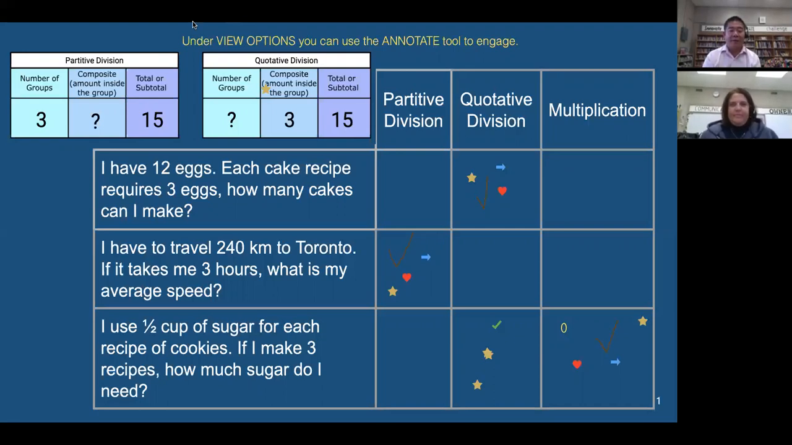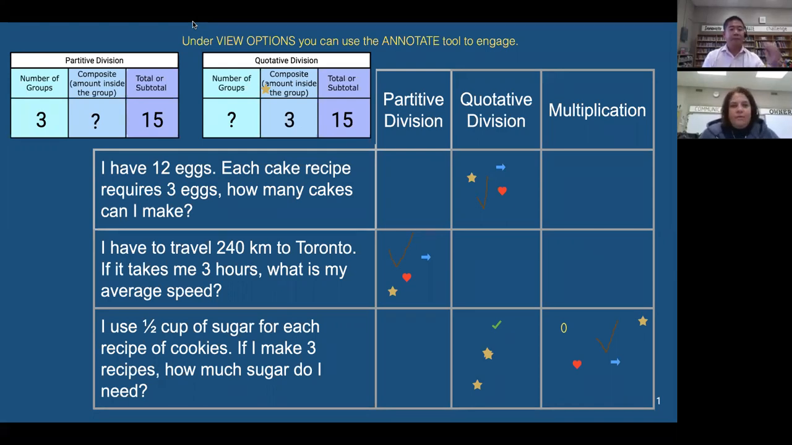It looks like everybody as a group did a really good job of sorting through these. When I'm looking at that first question, I have 12 eggs. Each cake recipe requires 3 eggs. How many cakes can I make? When I'm thinking about quotative, I'm thinking about, am I fair sharing, or am I doling them out like I would deal cards? And in this situation, I'm taking away 3 at a time, so I see that as quotative division.